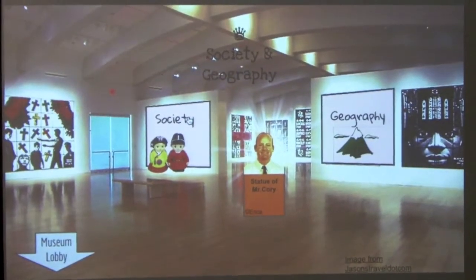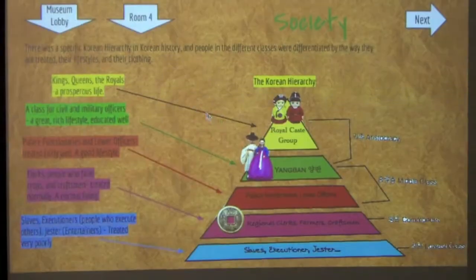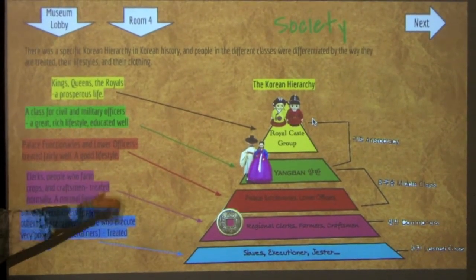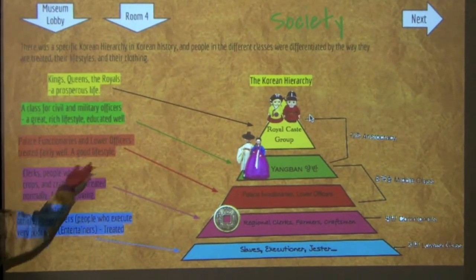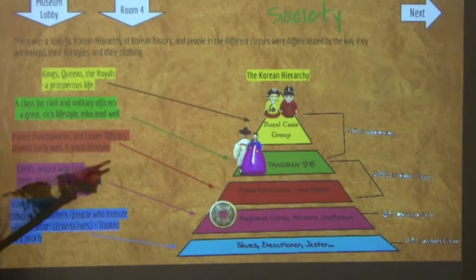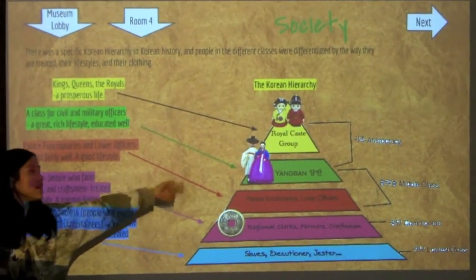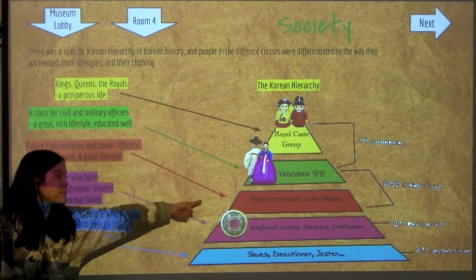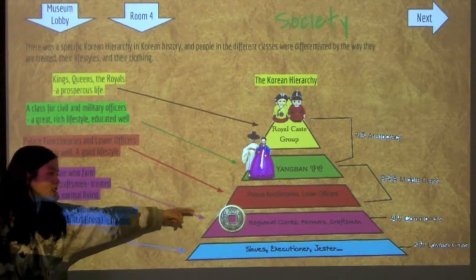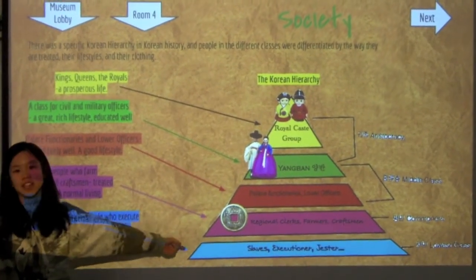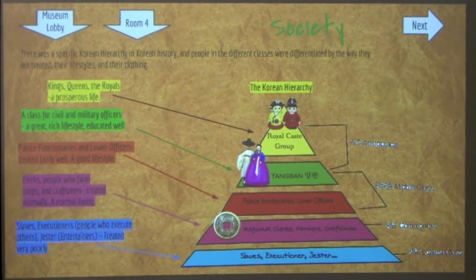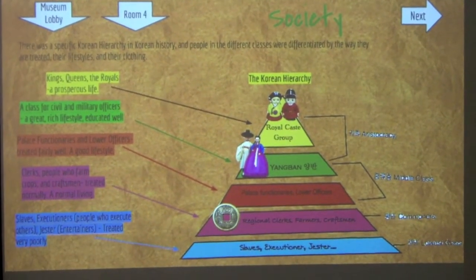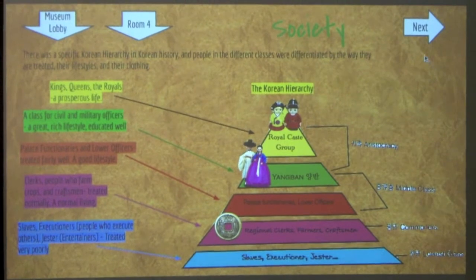The first one you will look at is the society. There's a pyramid that we have made so that even children can recognize the different hierarchy of Korea: rural caste group, yangban, palace functionaries, lower officers, regional clerks, and others like slaves and executioners. It's very good because it's really colorful and you can see right away the difference between the classes.